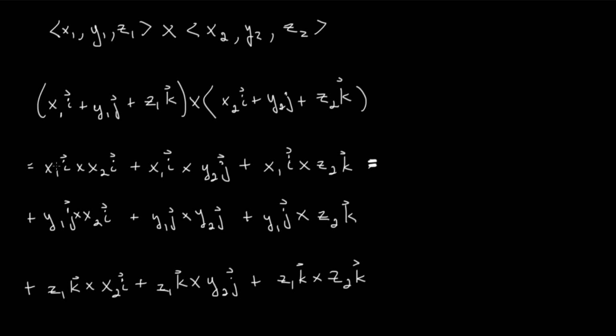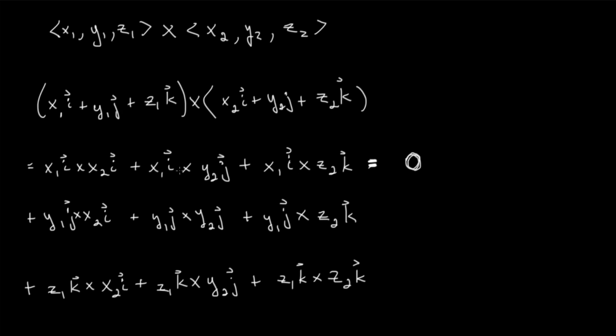All right, so what is x1i cross x2i? Well, these two vectors are in the same direction. The angle between them is 0, and the magnitude of these two vectors is going to be the magnitude of the first one, x1, times the magnitude of the second one, x2, times the sine of 0, which is 0. So x1i cross x2i, that's just going to be 0. All right, this is already simplifying.